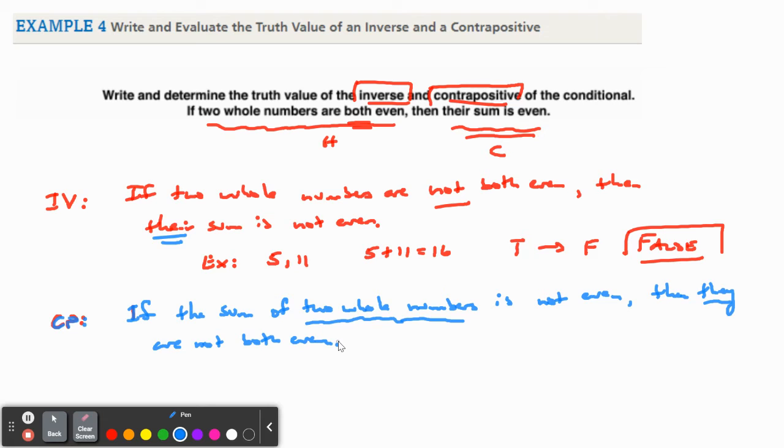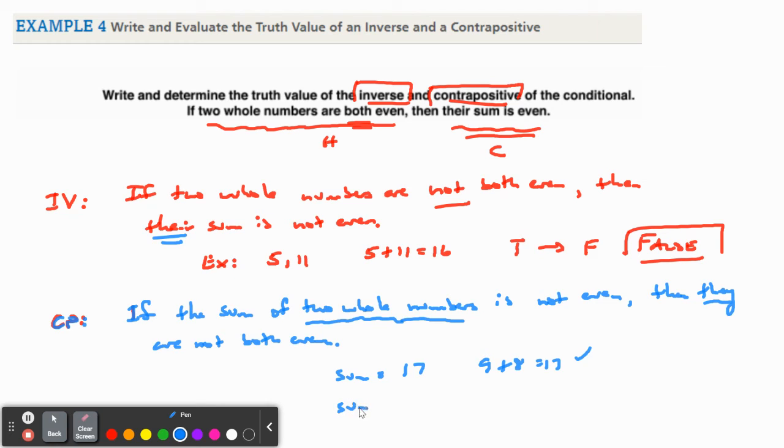So what I'm looking for here is a sum of two whole numbers that is not even. So let's do a sum of 17. What would two numbers be that add up to 17? Well, that would be 9 and 8. 9 and 8, 17. Both of them are not even, so this checks out.